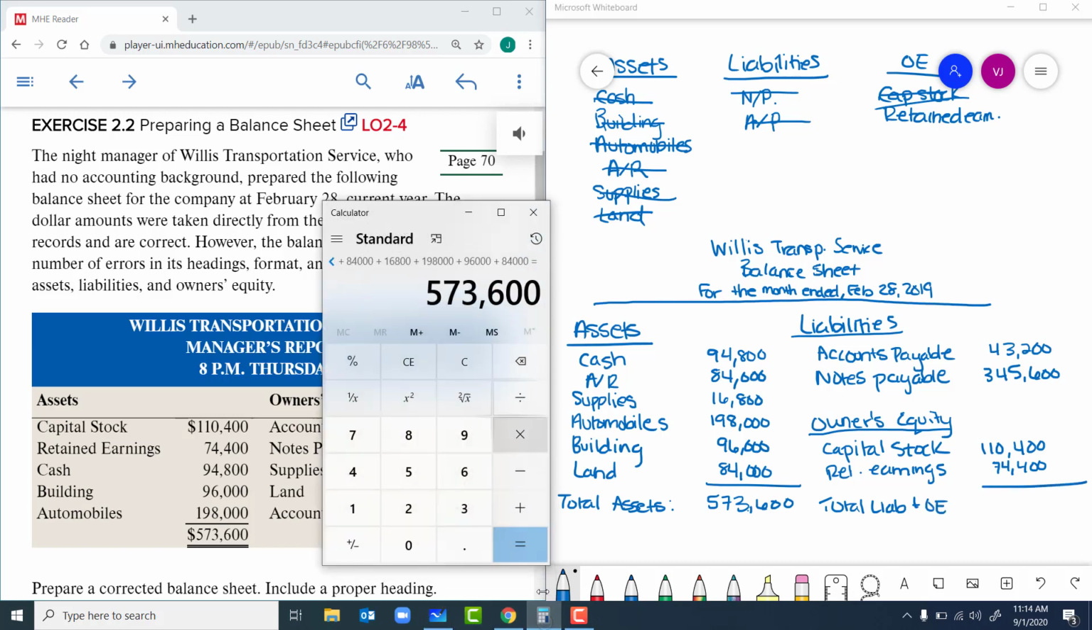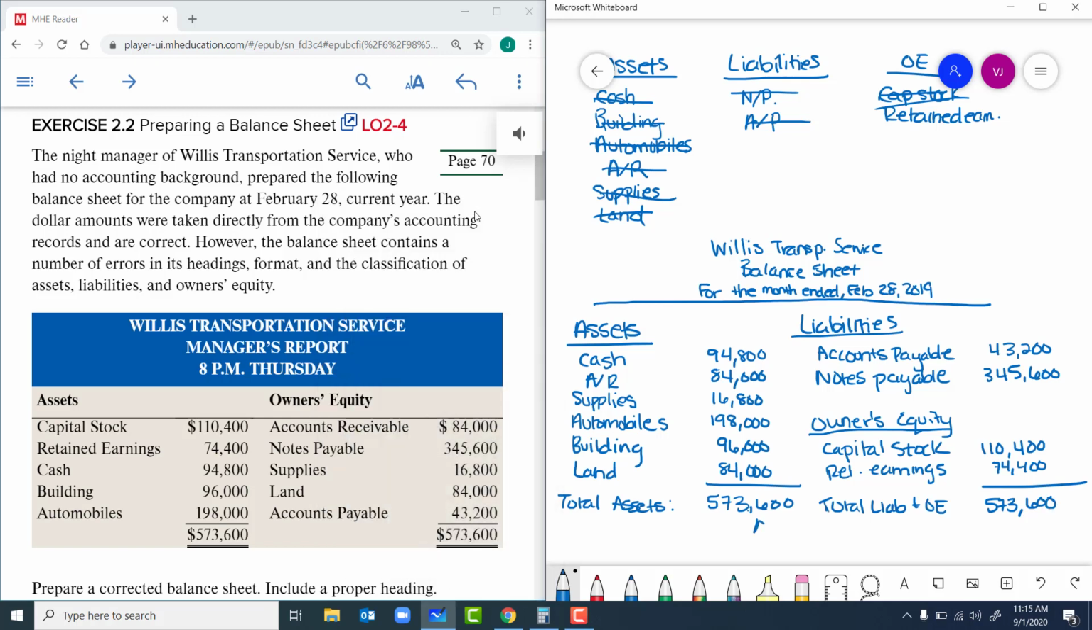Now let's do that math. Let's see what we get. So we have $43,200 plus $345,600 for notes payable. Add the capital stock balance of $110,400 and then add retained earnings. That gives us $573,600. And the question now at this point is, are we in balance? Yes, we are. Our total assets equals our total liabilities and owner's equity, which means we're good to go.